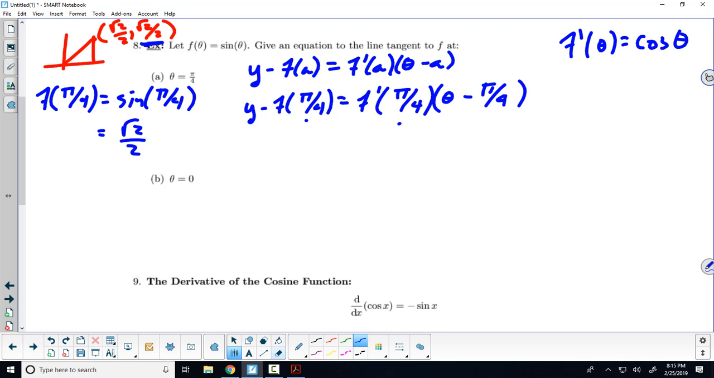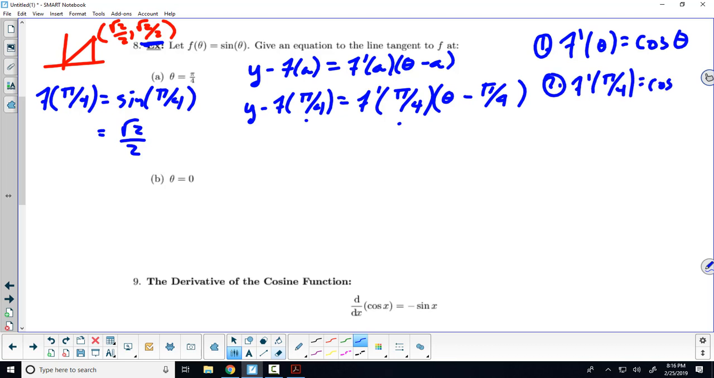Folks, if you haven't caught on to this part yet, let me say it, because I don't think I've said it aloud here. If you want to find f prime of pi over 4, you find f prime of theta first, then plug in pi over 4. If you plug in pi over 4 first, you get a constant. The derivative of a constant is always 0. So you always find the derivative first, then evaluate at that point. It's a two-step process. Now let's find f prime of pi over 4.